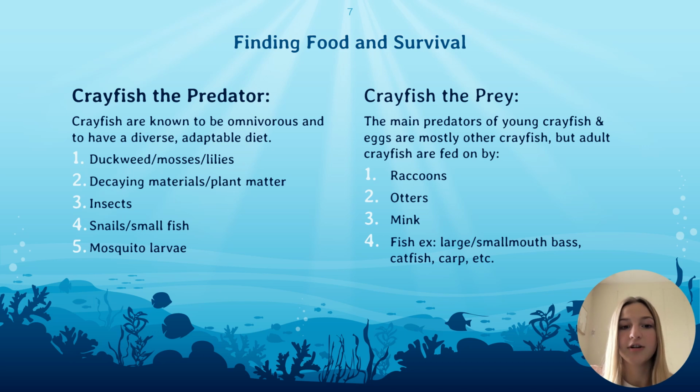So as the predator, they are omnivorous, and they have a diverse and adaptable diet, which helps them live pretty much anywhere within that fresh water and sometimes salt water. So they feed on things like duckweed, mosses, and other plant vegetation, decaying matter, snails, and small fish, and they can even help combat mosquito populations by eating larvae. Then as the prey, just basic like otters, raccoons, mink, and larger fish. But interestingly enough, when they're young, they're actually more in danger of being eaten by other, like adult, crawfish.